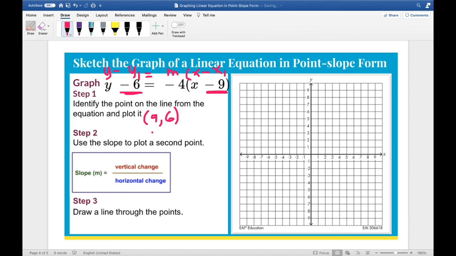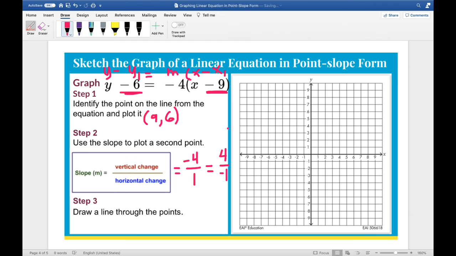So now we have the point. Next is we find the slope. So the slope of the equation is negative 4. So again, if there's no number in the denominator, it's understood 1. So the slope is negative 4 over 1. The vertical change is negative 4. Horizontal change is positive 1. And it's the same as 4 over negative 1. So again, if you have a negative sign in a fraction, it's understood that the sign of the whole fraction is negative. So let's plot the points.